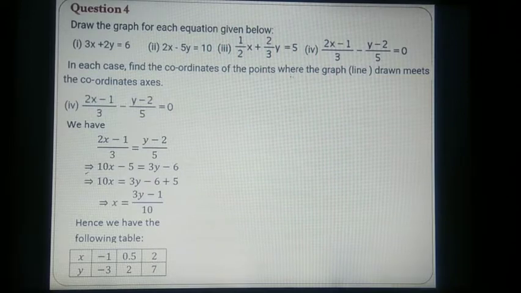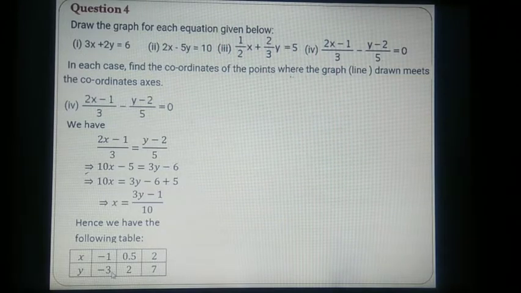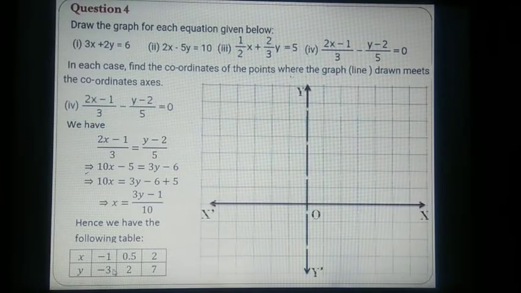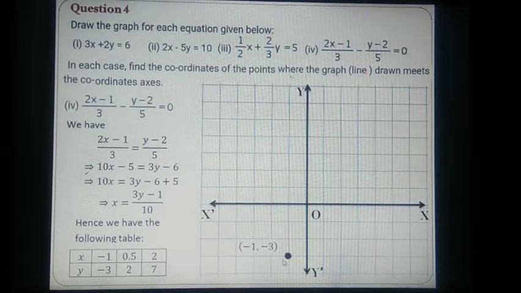Fine. Now, as usual, we are going to draw the graph for this particular table. So minus 1 comma minus 3 will be lying over there. Now 0.5 is exactly lying in between 0 and 1. So 0 and 1 is there, and in between these two is 0.5. So here is going to be 0.5, and the value of y is 2, so my point will be somewhere over there, 0.5 comma 2.